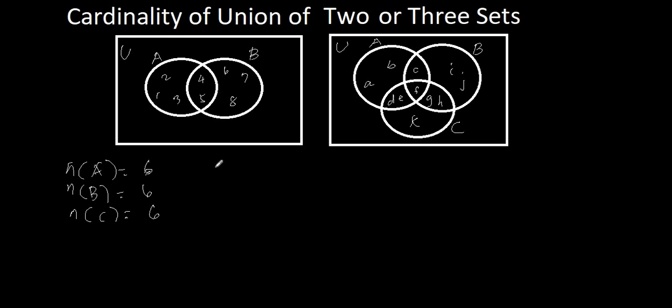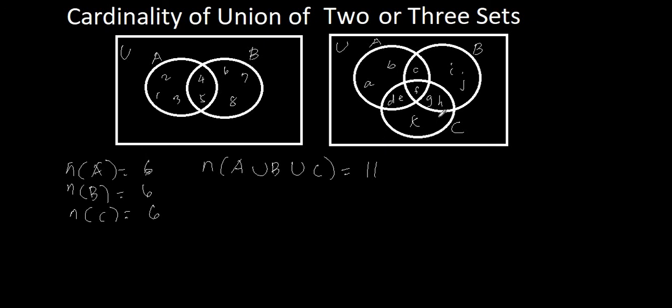Now let's determine the cardinality of A union B union C. Let's count the elements that are inside the regions of the union of the three sets in the Venn diagram. How many regions are there? 1, 2, 3, 4, 5, 6, 7 regions. Let's count the elements that belong to these regions: 1, 2, 3, 4, 5, 6, 7, 8, 9, 10, 11. So there are 11.